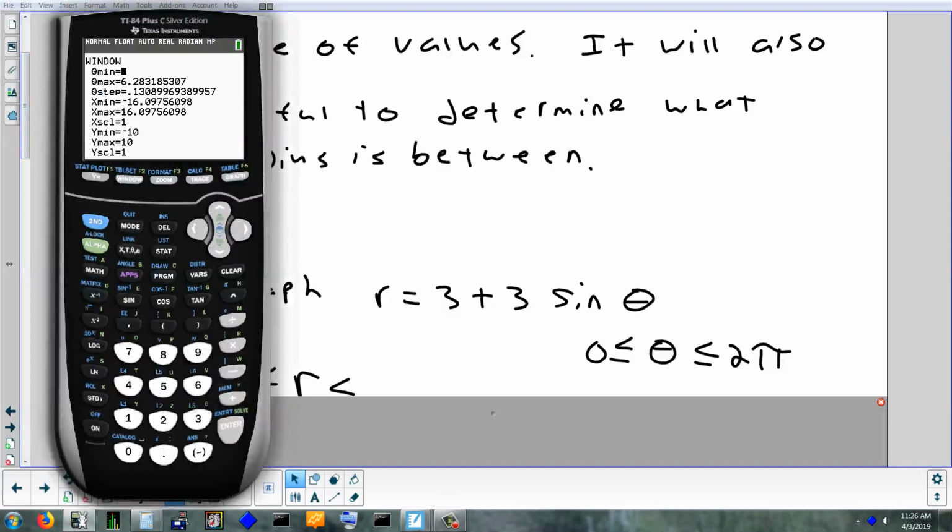If you make your T-step too big, your graph is going to look kind of jagged. If you make it way too small, it's going to take forever to draw. So try to find a good balance where the graph looks smooth the way it should, but it doesn't take like 60 seconds to draw the thing. Okay.